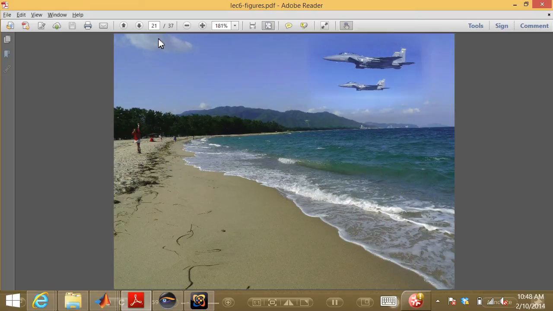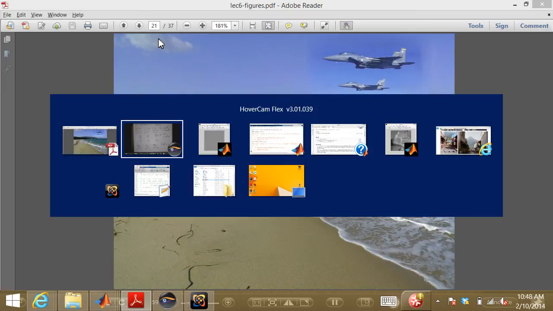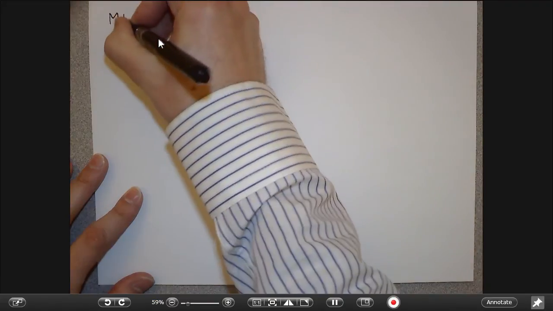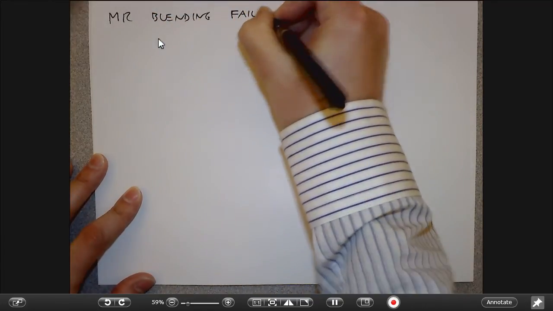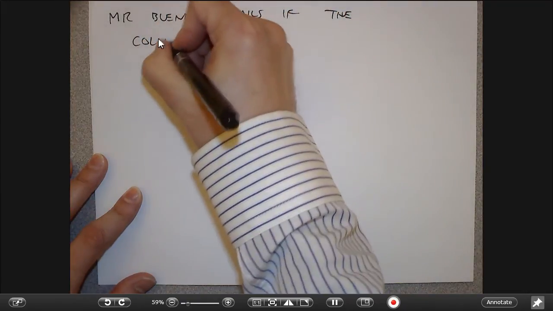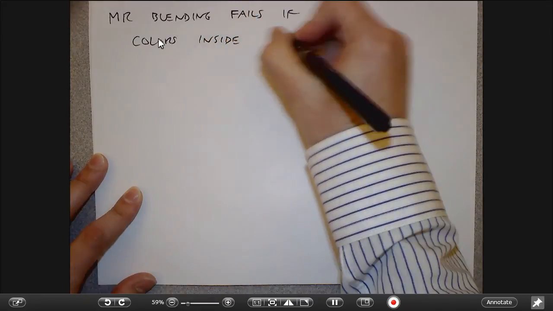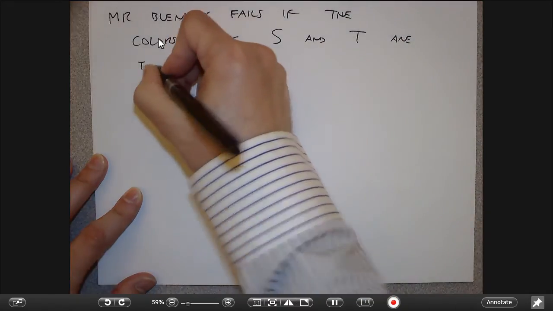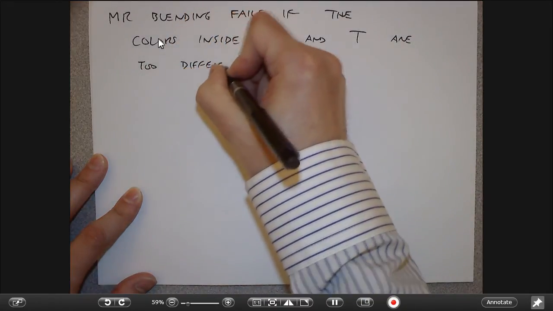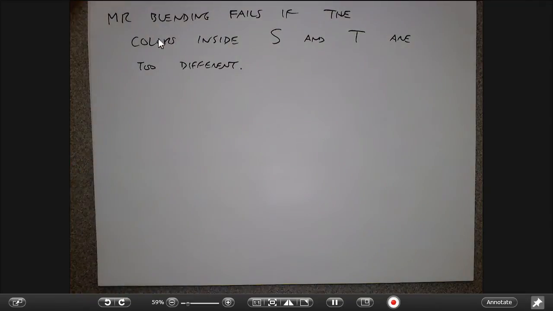So the idea here is the following. Basically, multi-resolution blending fails if the colors inside the source and the target are too different. And so what can we do? Well, this is a really slick idea. I've always liked this algorithm a lot.